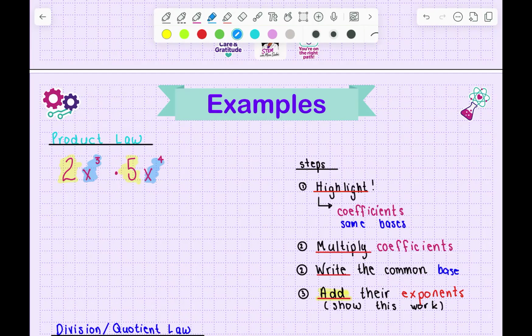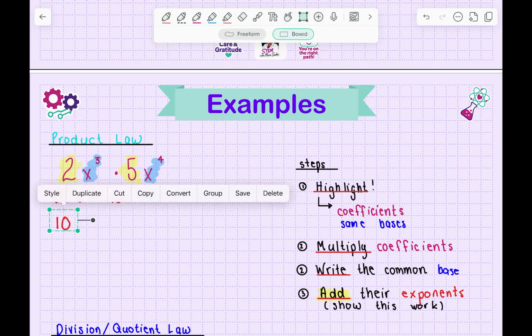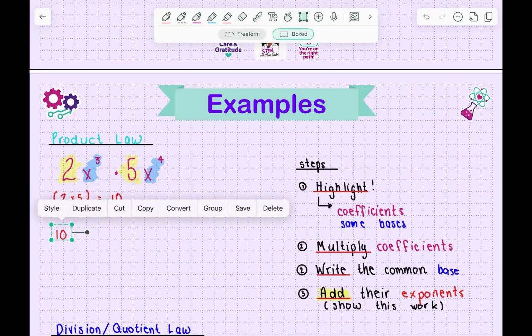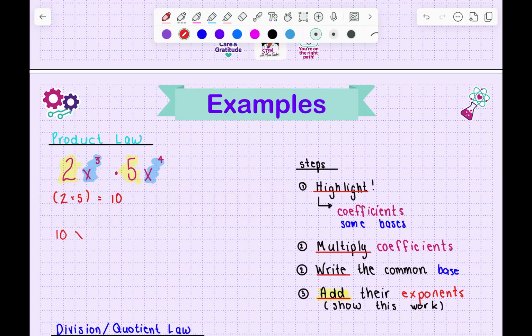So the first thing that I'm going to do is multiply the coefficients. The coefficients are 2 and 5. So multiplying those together, I get 10. Okay, I'm going to write that 10 there. Then I'm going to write the common base. The common base that they both have is the x. So let me just bring this down. Okay, so I'm going to write the x.